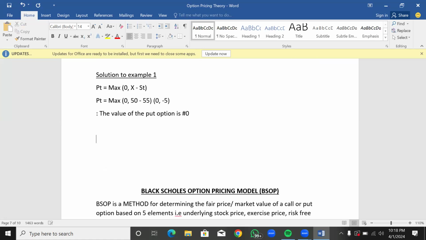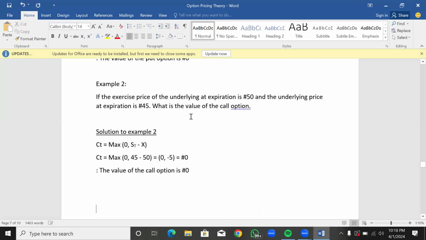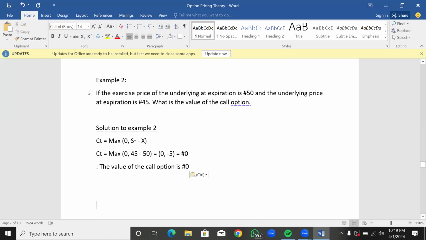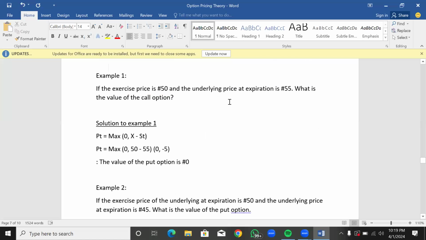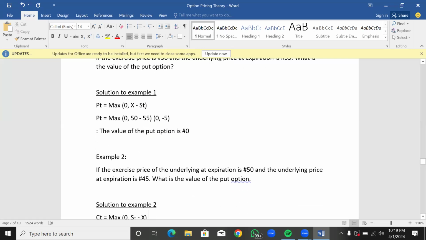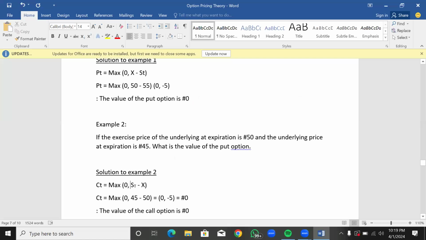But I don't think I've ever seen intrinsic value in your questions before. So this is example 2, of the put option. I will just edit it so as to save time.